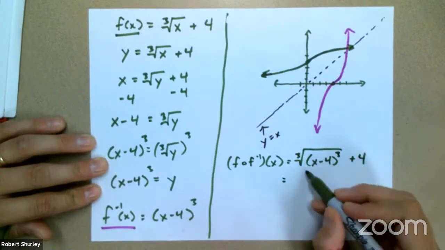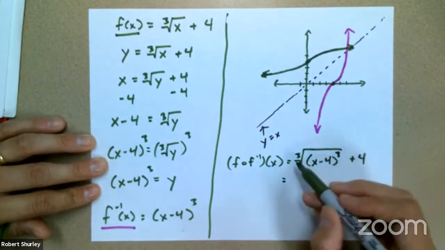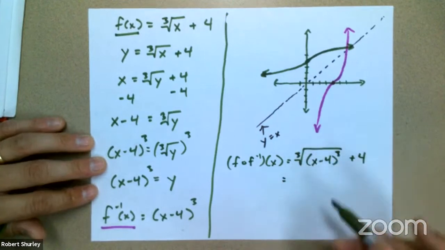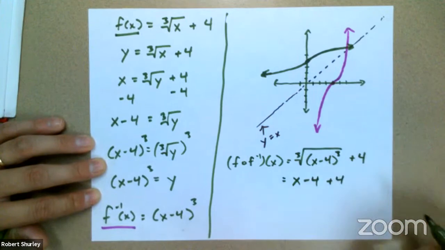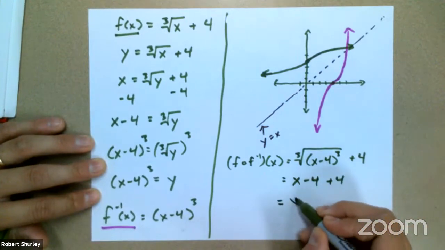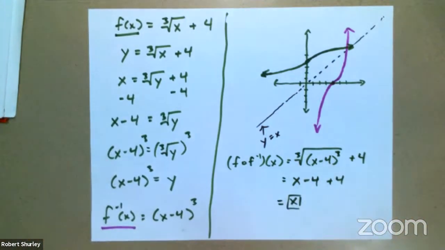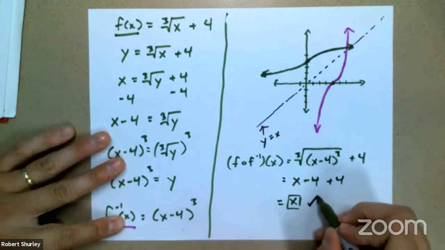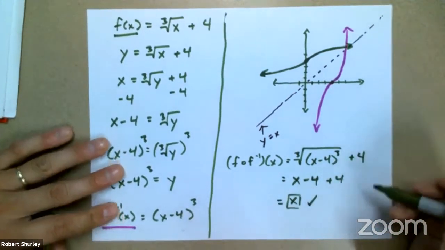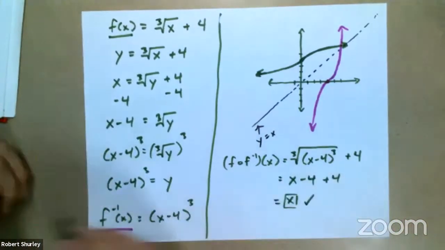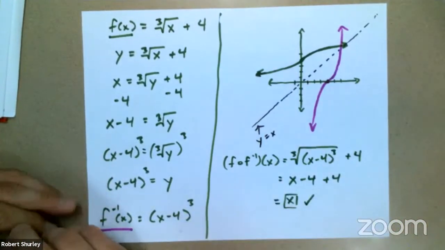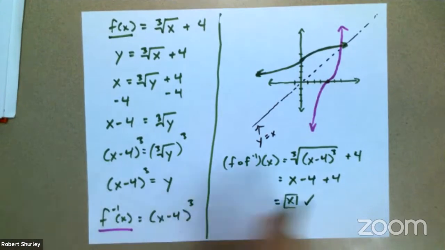Now notice this whole thing underneath here is cubed, and this is a cube root. They cancel each other out. So you wind up with x minus 4, plus 4 from the outside. The 4's cancel. You end up with x. This shows that it's an inverse as well. We kind of double checked it. It's symmetric around y equals x, and when you take the composition, you wind up with x. Pretty cool, okay?